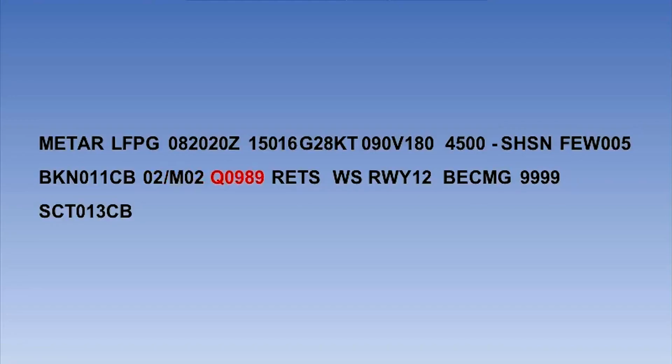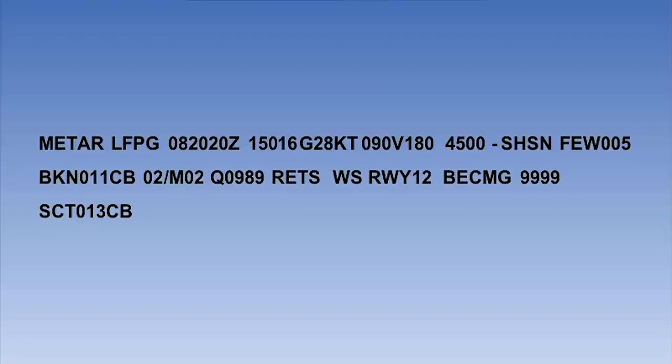The QNH is 989 hectopascals, and we've had thunder reported in the last hour. Wind shear has been reported for runway 12, and the trend for the next 2 hours suggests an improving situation, with visibility increasing to 10 kilometers or more and cloud coverage becoming scattered at 1,300 feet, though cumulonimbus remains present.